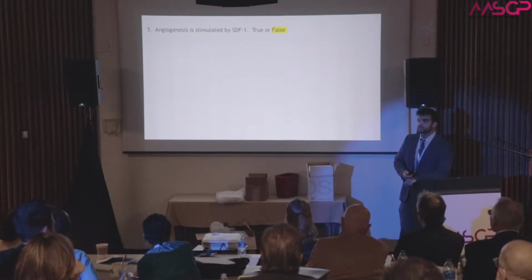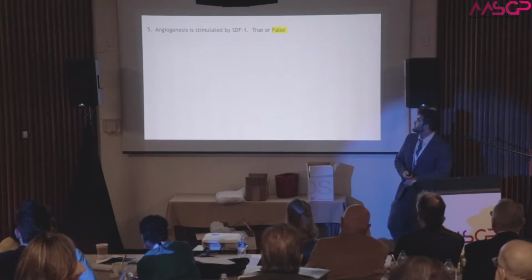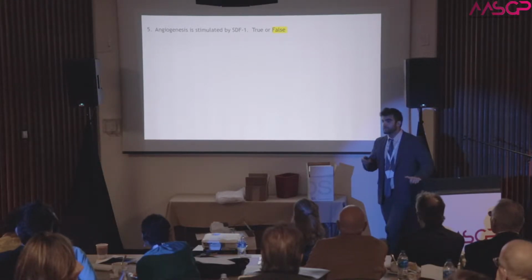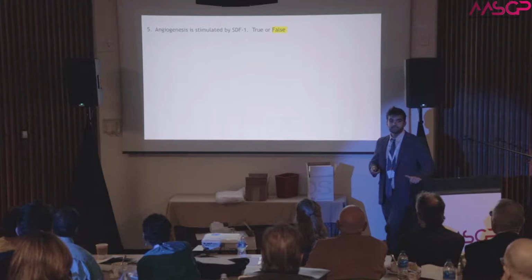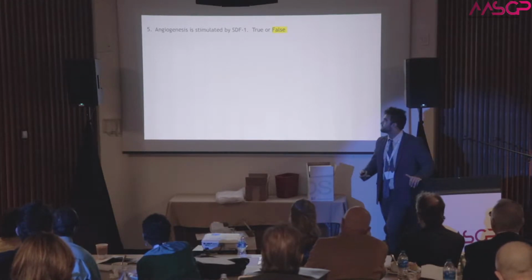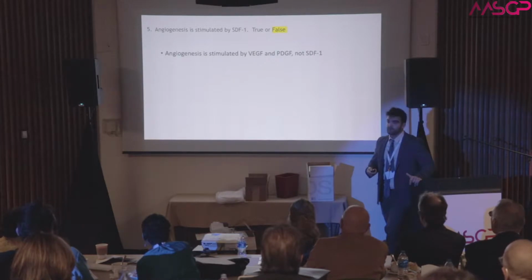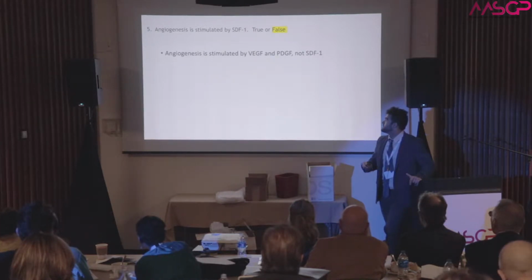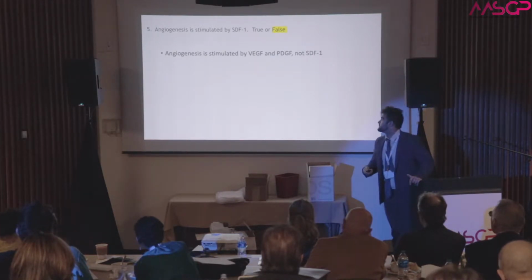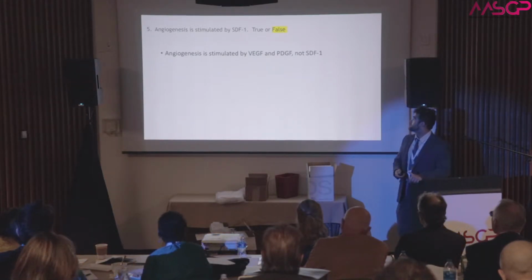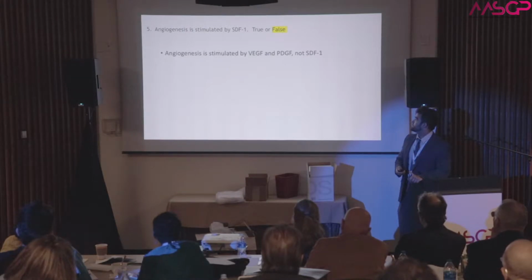cytokine. Angiogenesis is another question. SCF1 is not the right answer. It's VEGF, and there are actually two answers. Angiogenesis is the creation of a network of blood vessels. VEGF and platelet-derived growth factor are involved in angiogenesis, so try to remember those. VEGF is vascular endothelial growth factor. That's probably the most well-known one. So VEGF and PDGF, not stromal-derived factor 1.